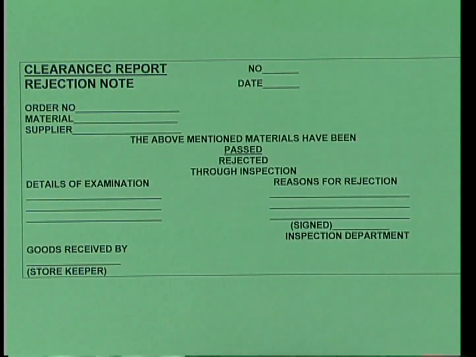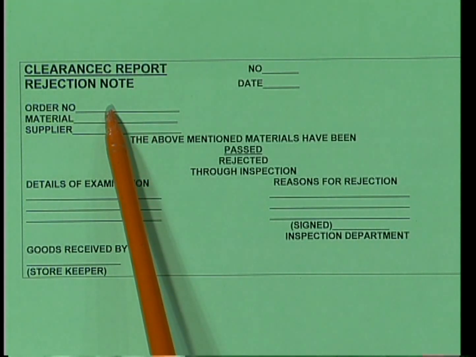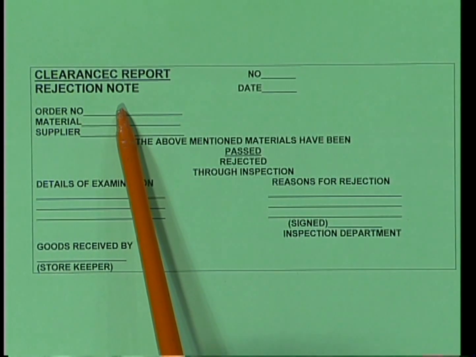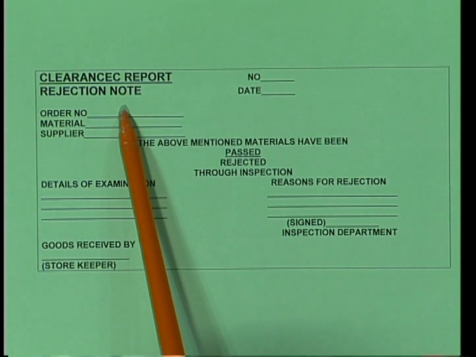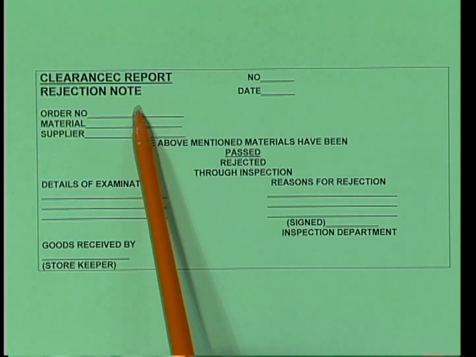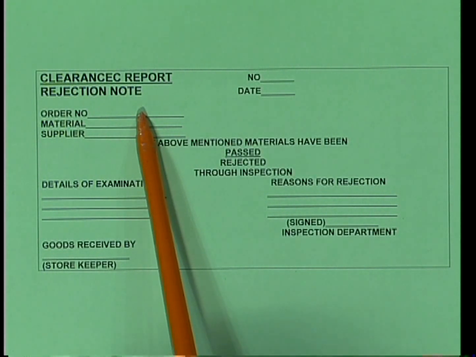So let us see now how this inspection report will be. Now this is a clearance report or rejection note, whether it is cleared or rejected. If the material is in order according to the purchase order specifications we have taken, then clearance will be given. If it is rejected, then it will be sent directly to the consignee, whether part of the material or the whole material may be rejected.